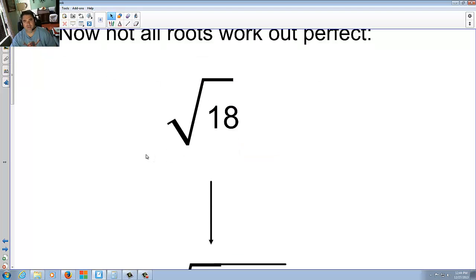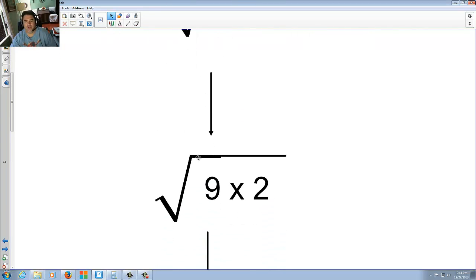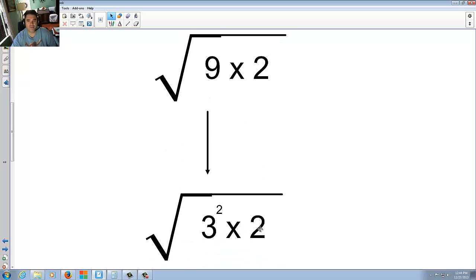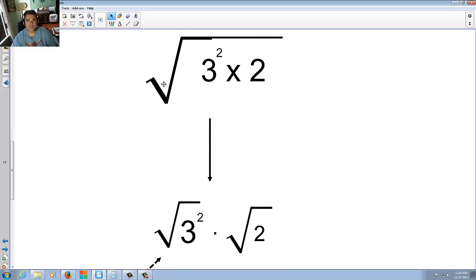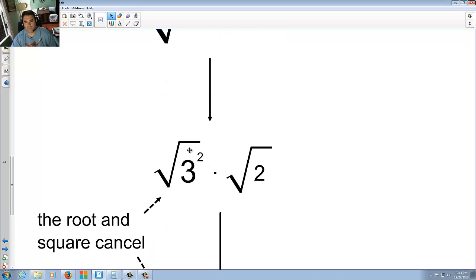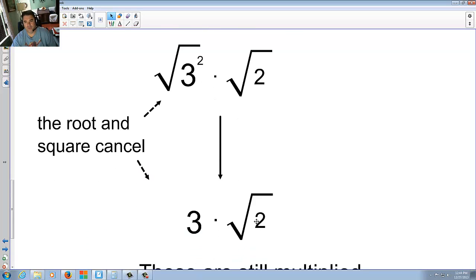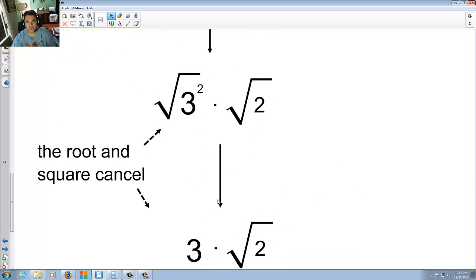So root of 18. Well, we can root 18, but it's not going to be a perfect number. What you can do is say root of 9 times 2, 9 times 2 underneath, of course. Now that becomes root of 3 squared times 2, because remember 3 times 3 makes 9. So we'll just split them apart: square root of 3 squared times square root of 2. Remember, square and root cancel, leaving just the 3. So 3 times root of 2. Root of 2 stays right where it is. Because they are touching, they are still multiplied. So your actual answer is 3 square root of 2.